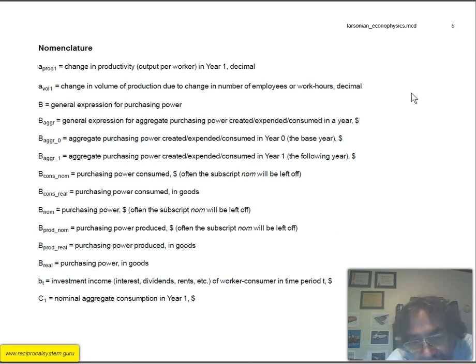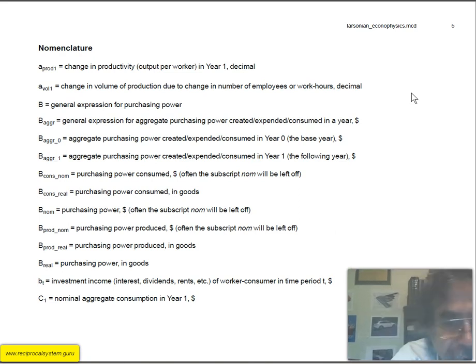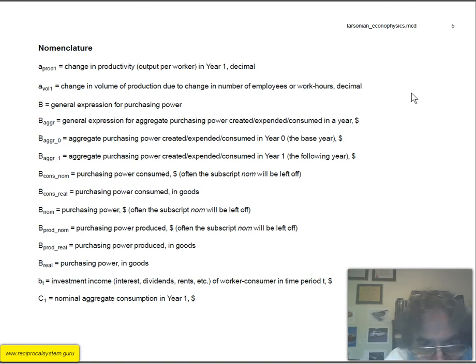B sub cons underscore nom equals purchasing power consumed in dollars. Often the subscript nom will be left off because that's just assumed to be a nominal price. B sub cons real equals purchasing power consumed in goods, in goods, not in dollars. B sub nom equals purchasing power in dollars. Often the subscript nom will be left off because that's just assumed.